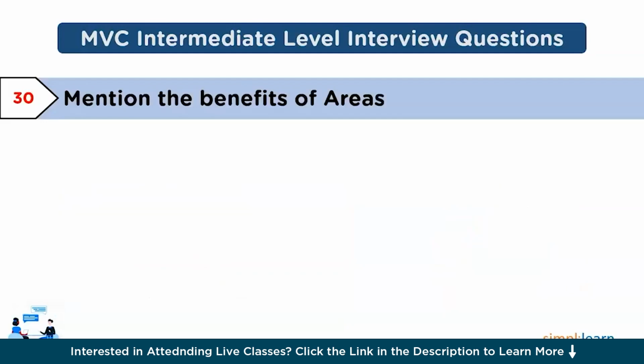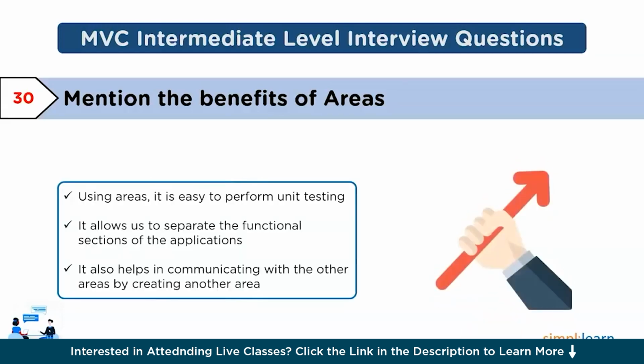Mention the benefits of areas. Areas in MVC allow you to organize the models, views, and controllers into separate functions in the application, like billing, support, etc. Let's see some benefits of using areas in MVC. Using areas, it is easy to perform unit testing. It allows you to separate the functional sections of the application. It also helps in communicating with the other areas by creating another area.